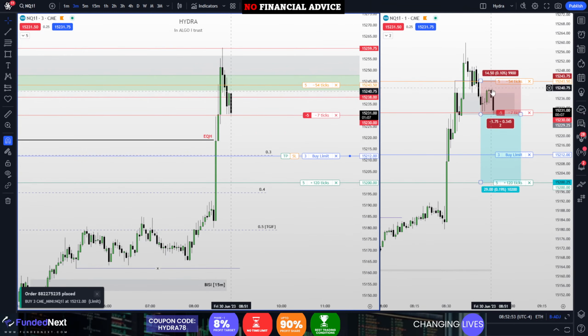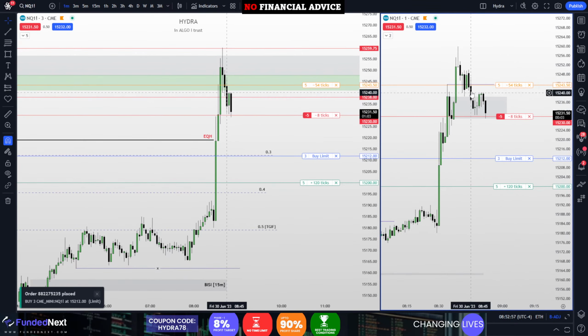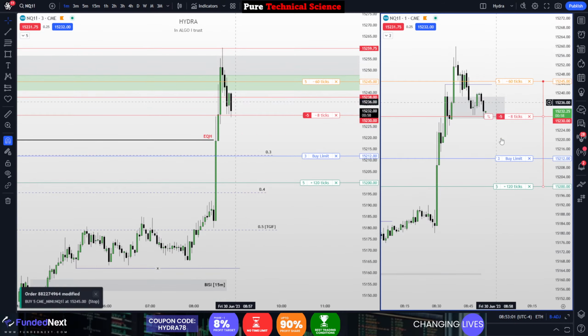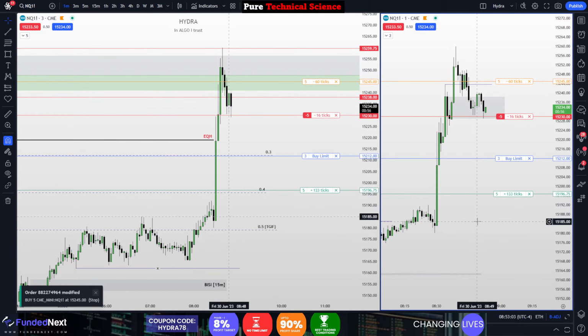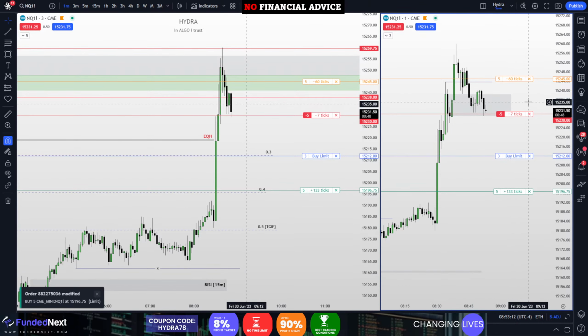Okay, I want to see this. The setup looks clean to me as price is rejecting from this fair value gap. Okay, I'll put my stop loss above this, like this, and move my TP a little bit lower. So now let's see how price behaves inside 850 to 910 macro.